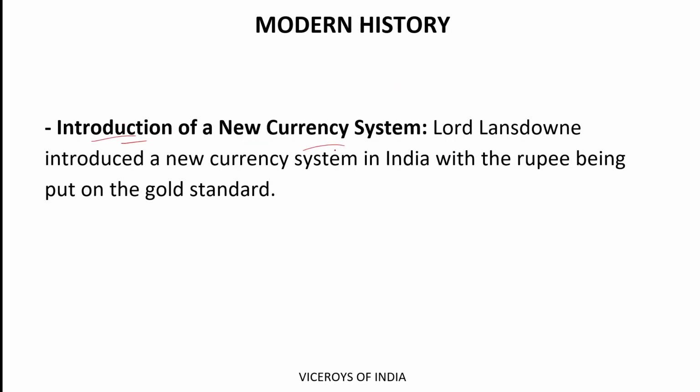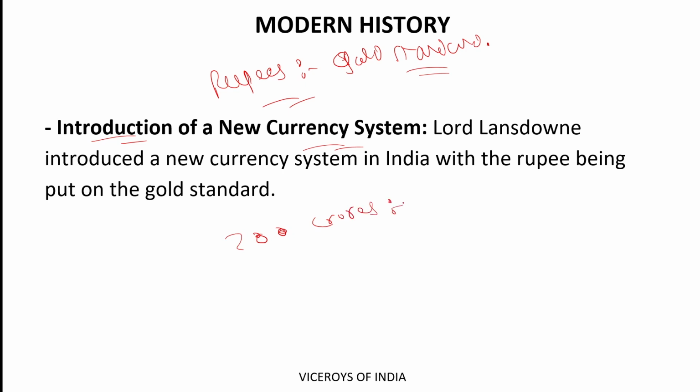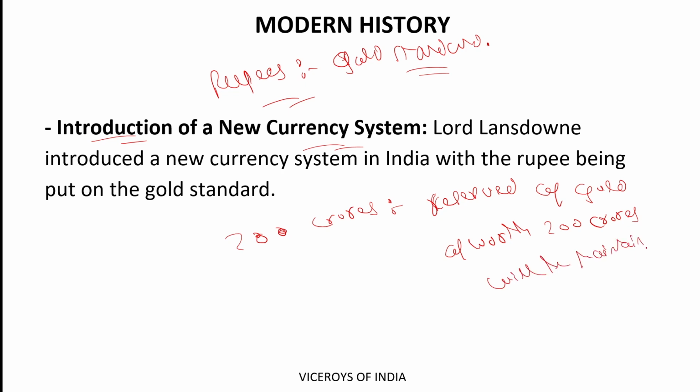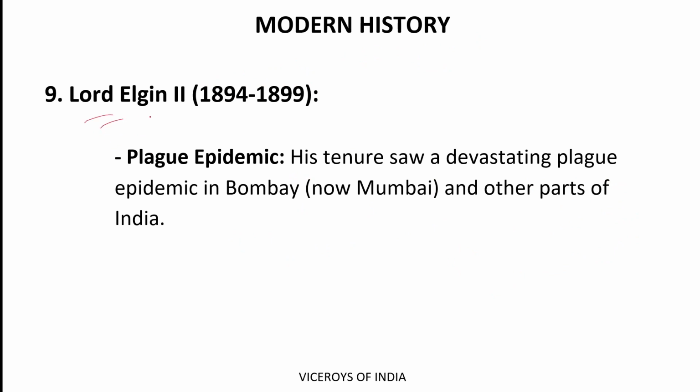He also introduced a new currency system in which rupees were fixed in the ratio of the gold standard. Okay, so basically you can say if 2000 crore rupees are printed, then reserved gold of worth 2000 crores will be maintained. Okay, so this system was introduced by Lord Lansdowne. Thereafter we have Lord Elgin II. During his time period, the plague epidemic was introduced, mainly in Bombay.